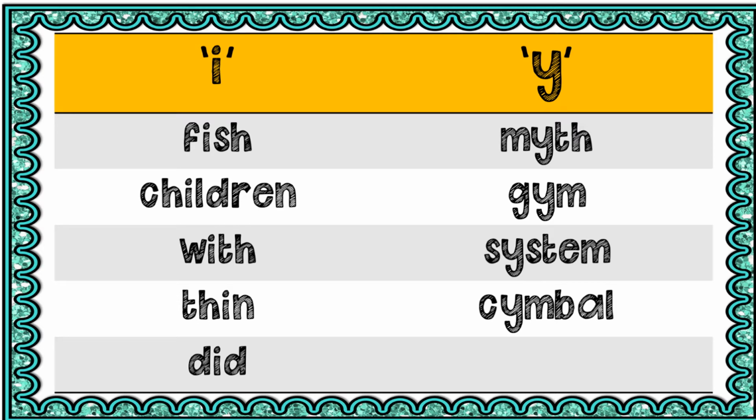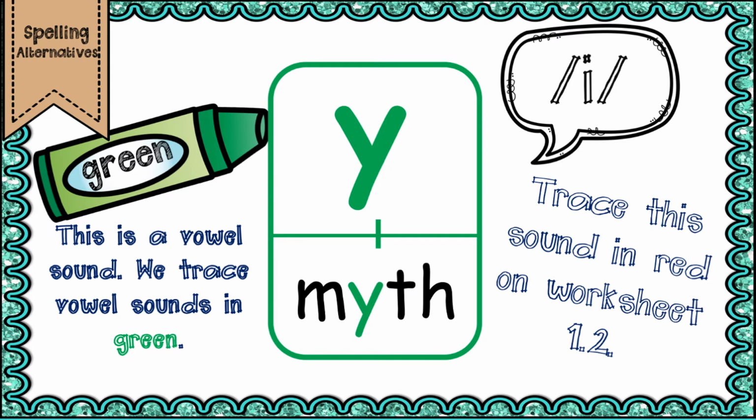First, you've got the I sound with the short I. Fish, children, with, then, did. Now you've got your short I with a Y in the middle of the word. Myth, gym, system, symbol. So you're also hearing that I with the Y. This is a vowel sound, this Y in the middle of a word.